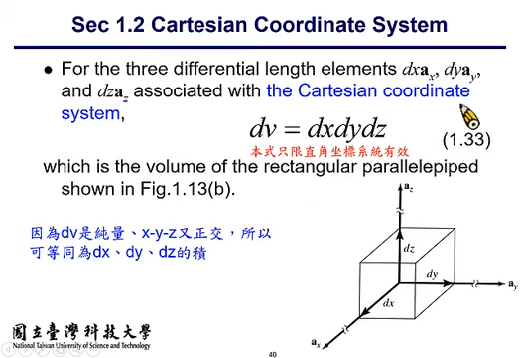For cylindrical and spherical coordinate systems, you cannot just take in the differential in the three reference directions and have the volume product. Why? Because the x, the y, and the z are all described with length.